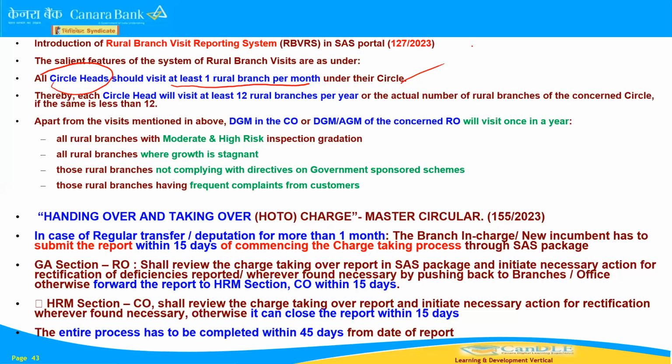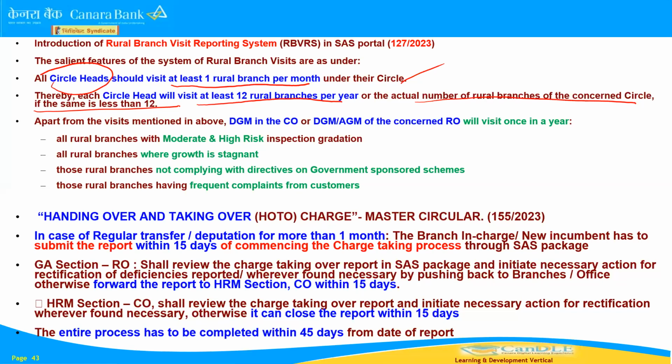Then the circle head has to visit at least 12 branches per year. One month, one branch means 12 months, 12 branches. Or the actual number of rural branches of the concerned circle, if that is less than 12. Maximum 12 he will visit. If a circle has only 5 branches, he has to complete 5. This is the guideline with regard to the rural branch visit reporting system.